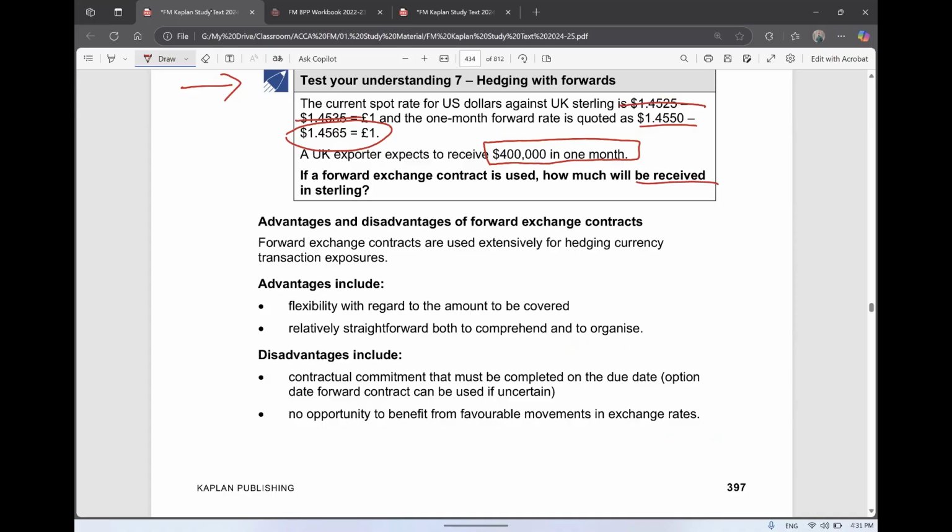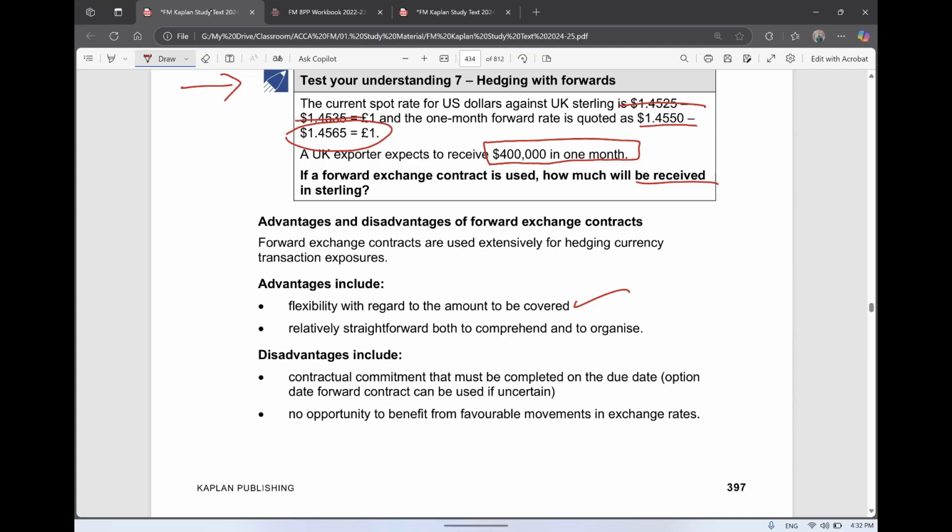Okay, what are the advantages and disadvantages of using the forward rate agreement? Advantages: flexible with regard to the amount to be covered. Any amount you can cover. It's up to you. Let's say you expect any specific amount, you can go. Look, as compared to a forward agreement, what other alternative do we have? Currency futures. I'm coming to it as well.